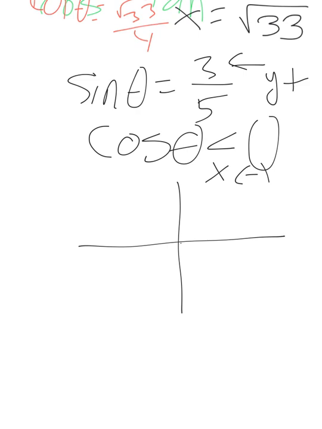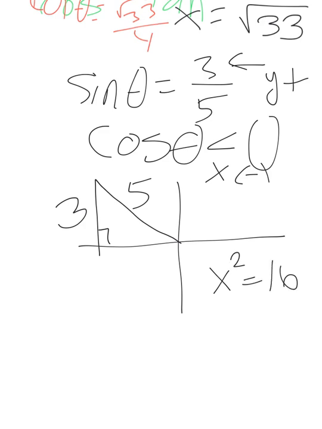So I'm going to draw what I've got here. I know that y is 3, r is 5, and hopefully you remember a 3, 4, 5 triangle. If not, you can find that with the Pythagorean theorem. It should show you that you'll end up with x squared equals 16. And again, plus or minus, because I'm in quadrant 2, it's going to be minus 4.